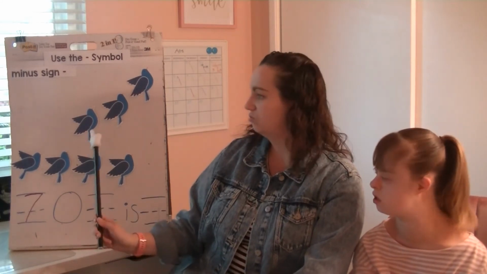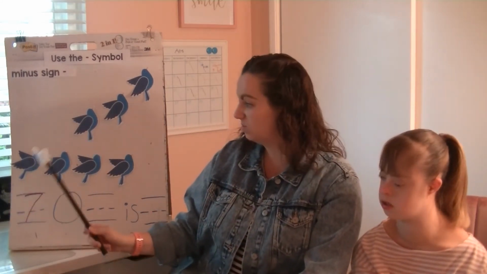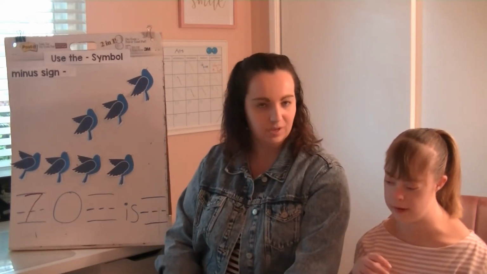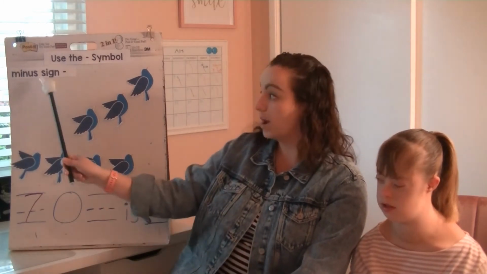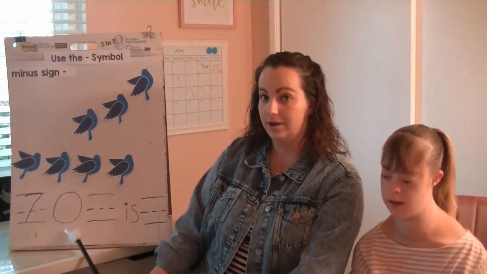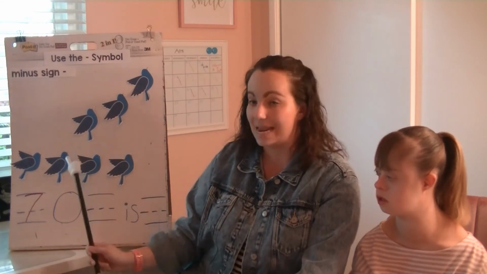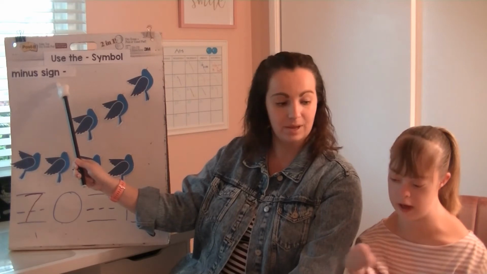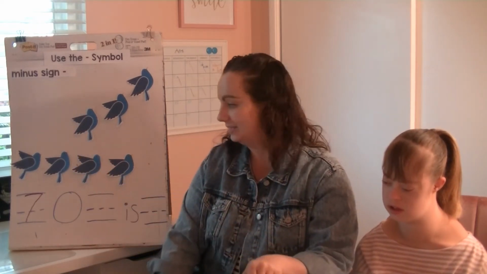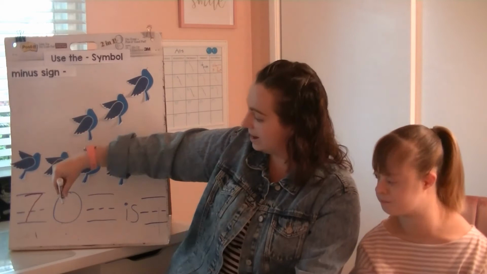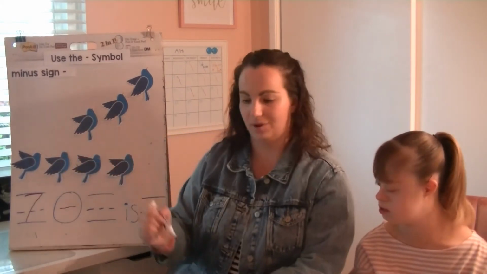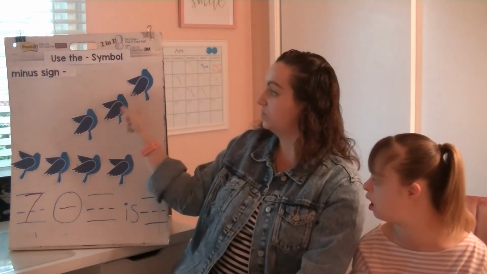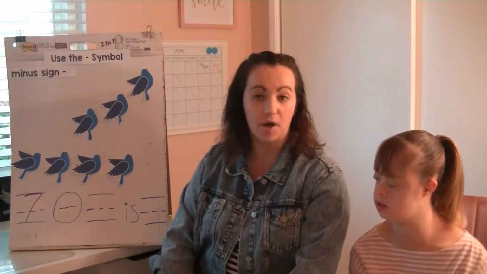So do we have more birds joining the group or birds leaving, being taken away? Away, yes. So what sign do we need to write in here to say that birds are leaving, taken away, we're subtracting? What sign do we need to write? Minus sign, yes. So I'll take my writing tool and write minus. Okay?